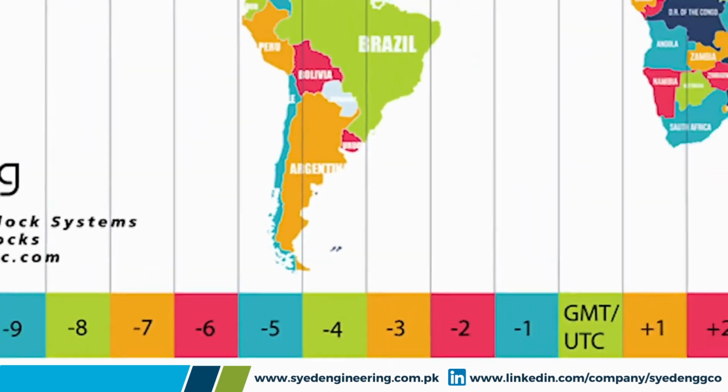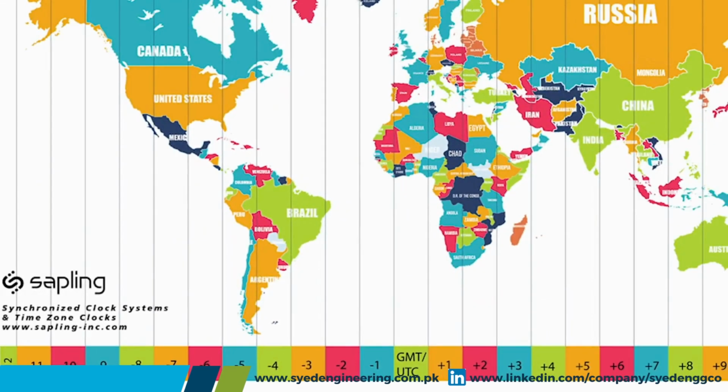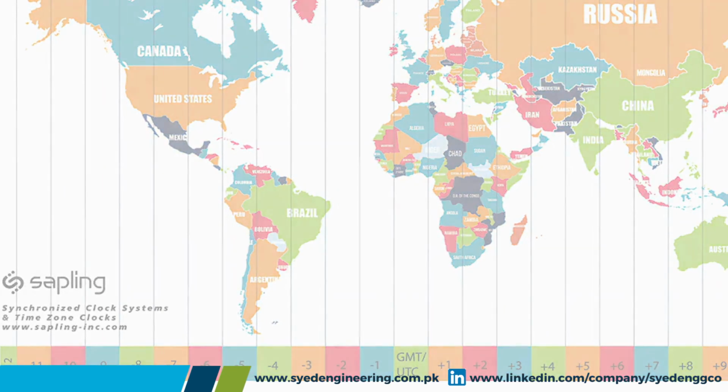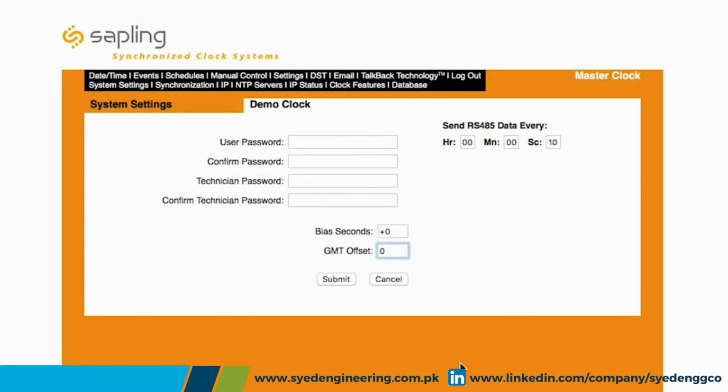For time zones that use a half-hour or 15-minute offset from GMT, enter this time in seconds into the bias seconds field. For example, for a country with a GMT offset of +5 hours and 30 minutes, the user will enter +5 as the GMT offset and +1800 as the bias seconds. Press Submit to save the settings.